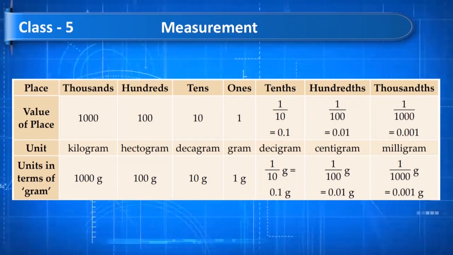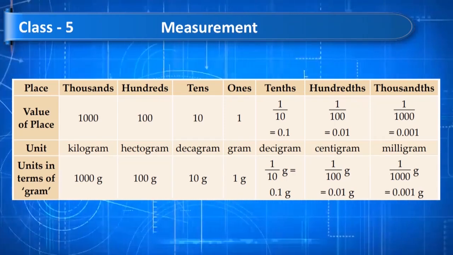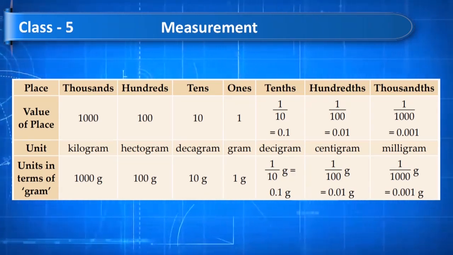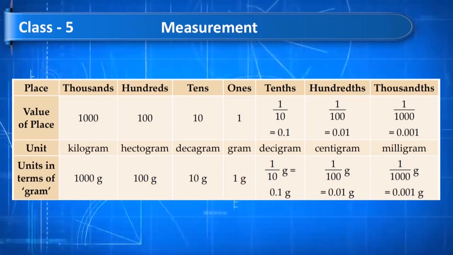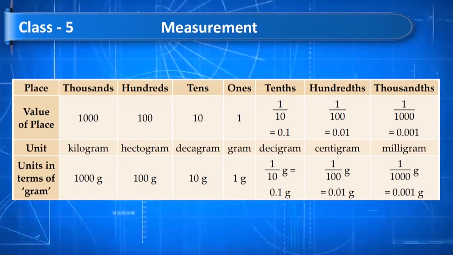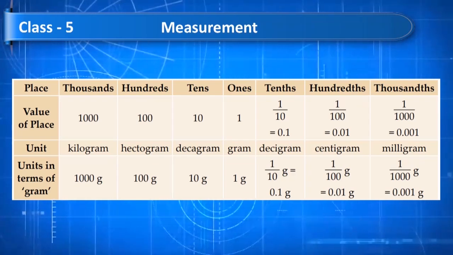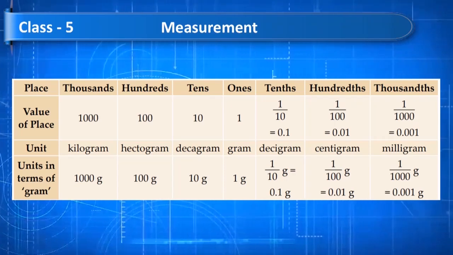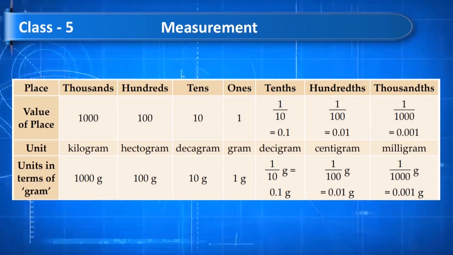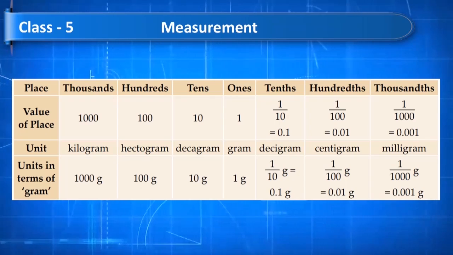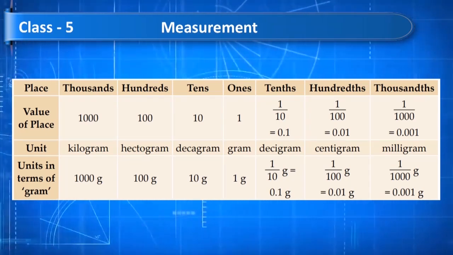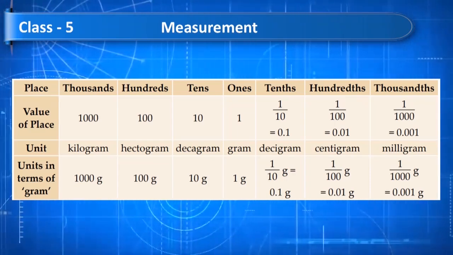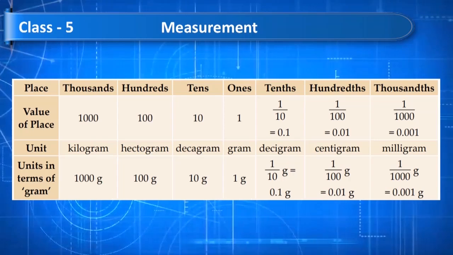In the tenths place, the place value is 0.1 or 1 by 10. The unit is decigram, 1 by 10 gram or 0.1 gram. In the hundredths place, the value is 1 by 100 or 0.01, and the unit is centigram, and 1 centigram is equal to 1 by 100 gram or 0.01 gram. Similarly, in the thousandths place, the value is 1 by 1000, which is equal to 0.001, and the unit is milligram. So 1 milligram is equal to 1 by 1000 gram, which is equal to 0.001 gram.